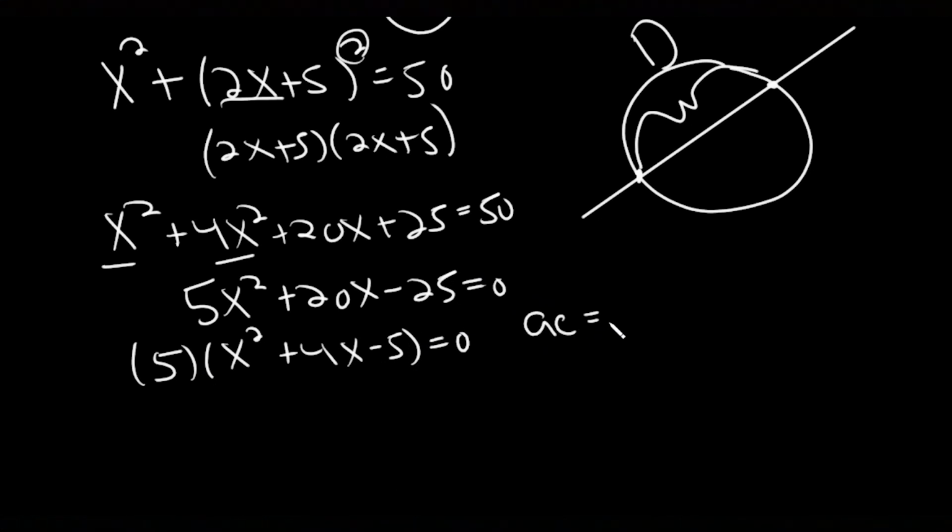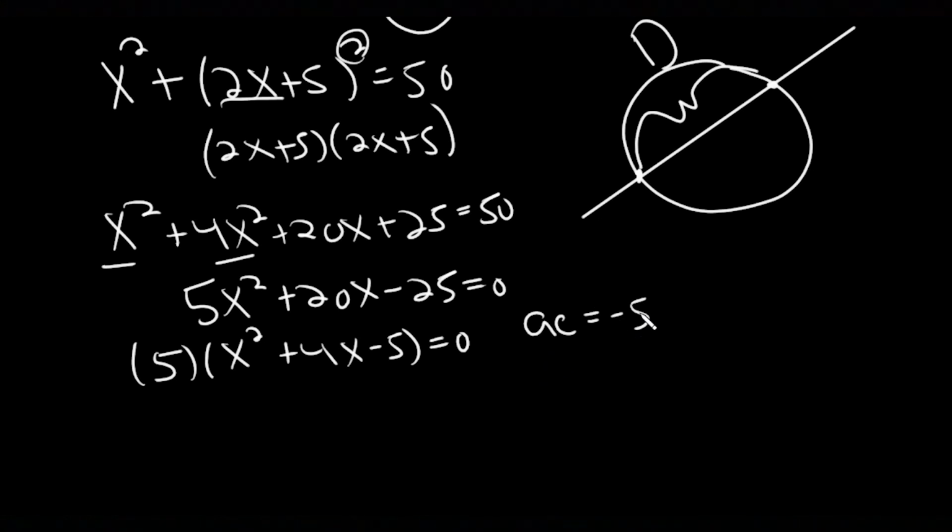And if you don't know how to do the AC method for factoring, I have videos on that. So go ahead and check the link below. I will link both of those videos on factoring, both when a is equal to 1 and a is not equal to 1. But assuming you know how to factor, I'm just going to go ahead and run through this pretty quick. I get a times c, I get negative 5.